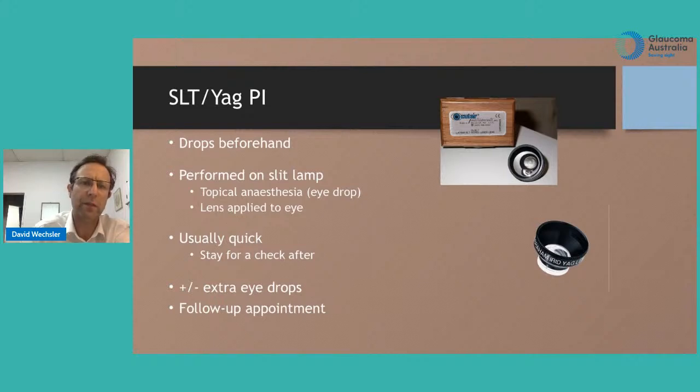Sometimes it only takes a few minutes, but usually we get you to stay in the clinic afterwards so you can be checked to check the pressure and just check how the eye looks after the procedure. So you may be there for a little bit of time afterwards. Depending on what laser you have, there may be extra eye drops that you'll be required to use after that. And you might get a script for some new drops. You'll be instructed in what drops to use, whether to continue your regular drops, whether to use extra drops as well. And you'd then be given a follow-up appointment.